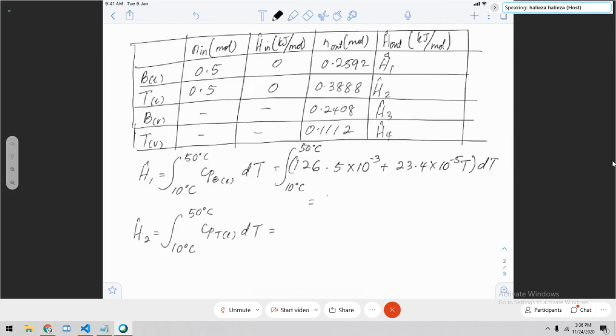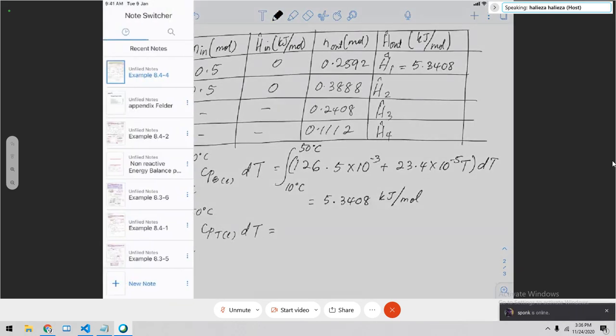When I did it, I got 5.3408 kilojoules per mole. Did you guys also get the same value? Yes, doctor. Okay, good. So I just fill it up, 5.3408. Okay, now do the same thing for toluene, let's go back to our appendix.